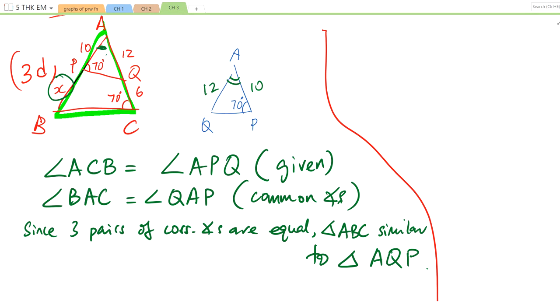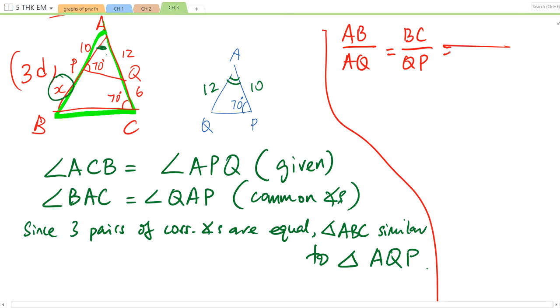Okay, let me write down first. For example, AB over AQ, yes. You must choose the corresponding side. It's supposed to be equal to BC over QP. Must be the same as AC over AP, yes. If you are able to write this, you are on your way to solving for x.